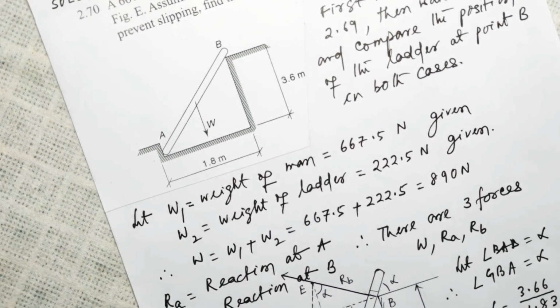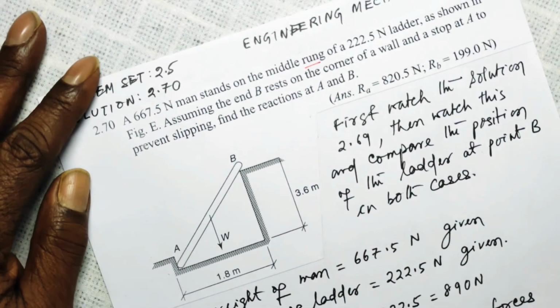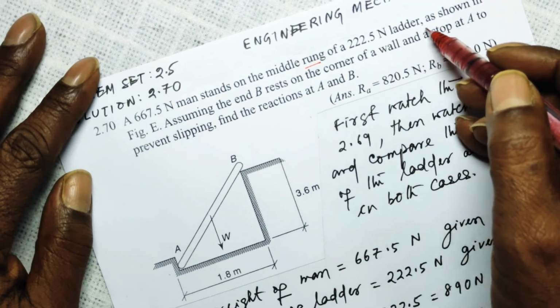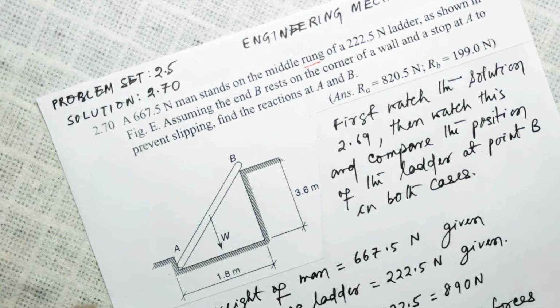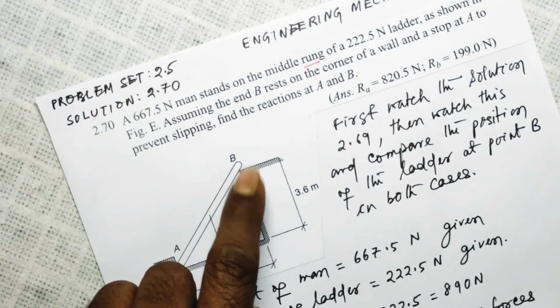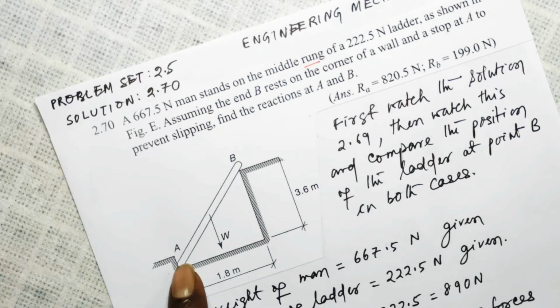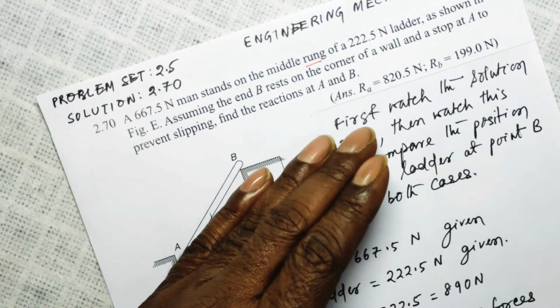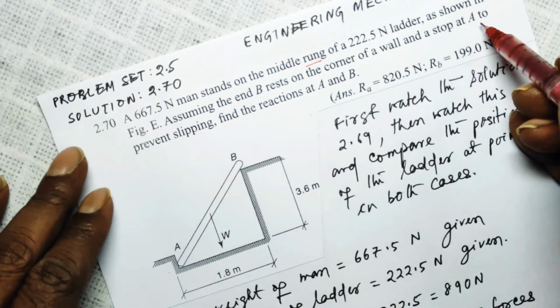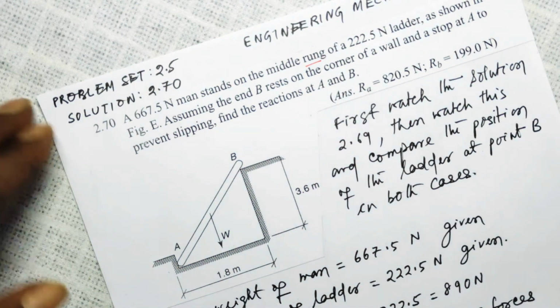And the weight of the ladder is also given as 222.5 Newton as shown in the figure. Assuming the end B, this end B, this is important, rests on the corner of a wall, and a stop at A to prevent the ladder from sliding. Ladder does not slide. Stop at A to prevent the slipping. Find the reactions at point A and point B.